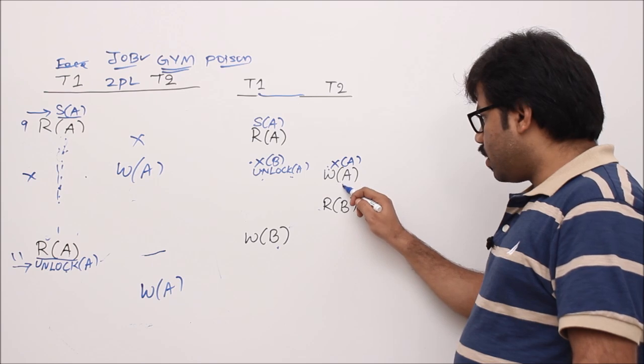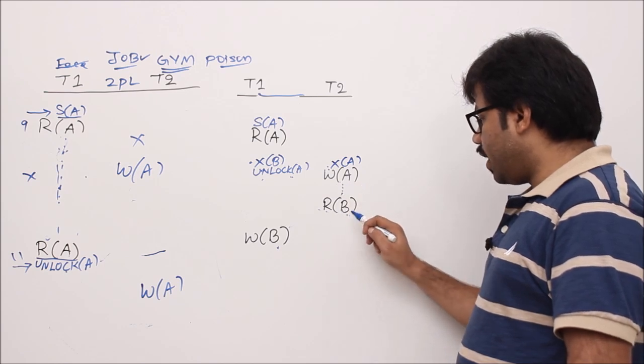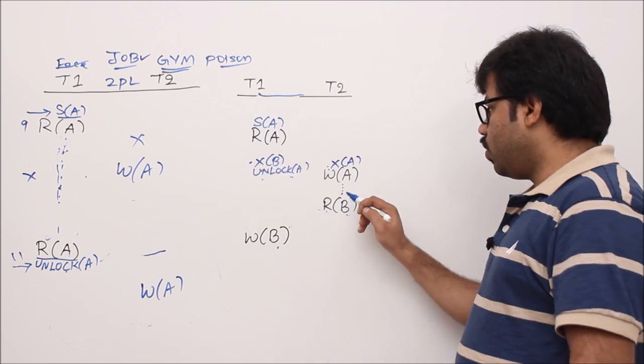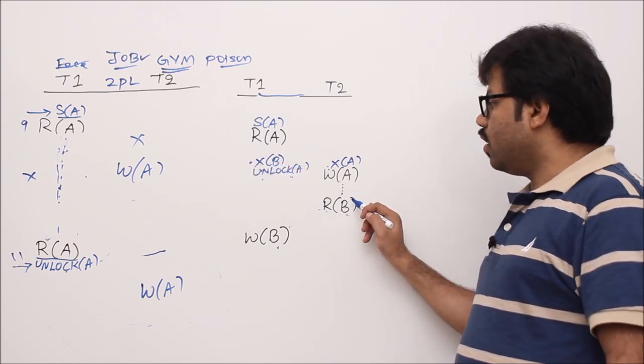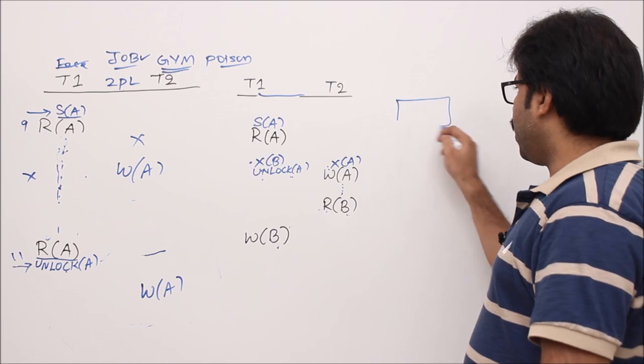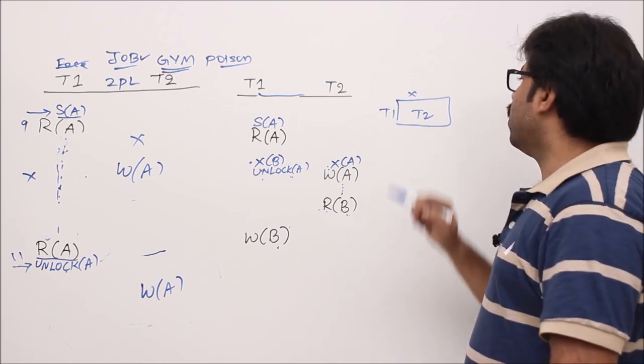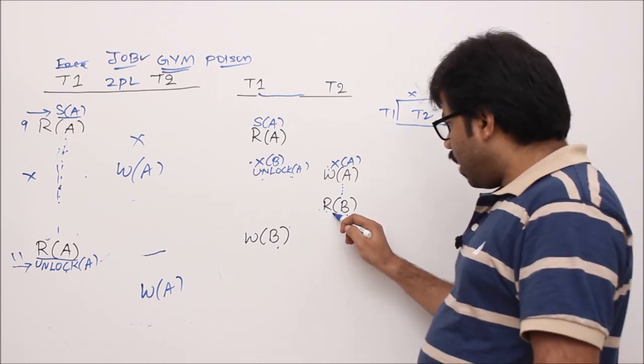Now let's continue. Here T2 wants a shared lock on B, but there is already an exclusive lock on B, correct? Then you can't acquire it. Understand? So you will definitely be blocked. Now just remember, T2 got blocked on T1. Now time continues.